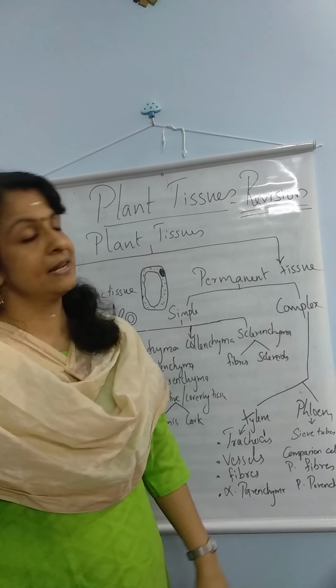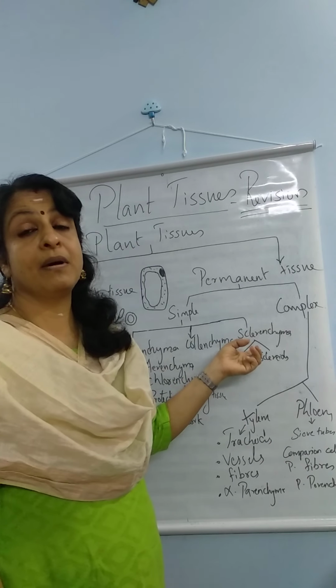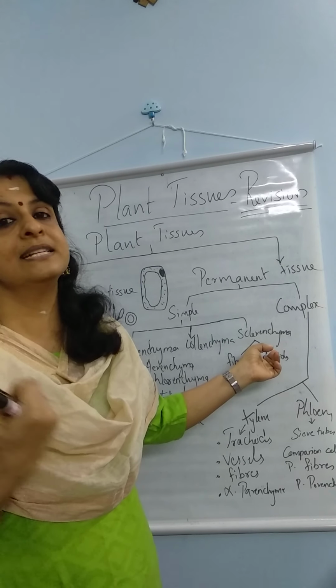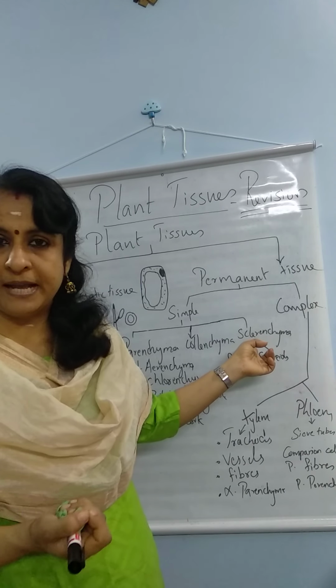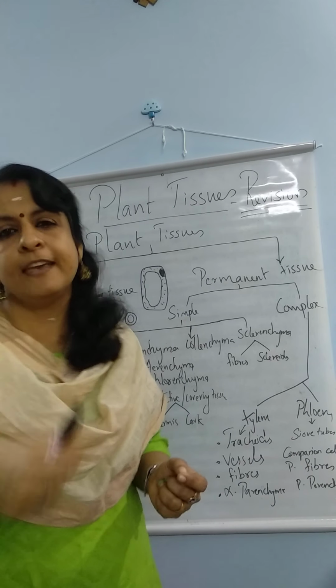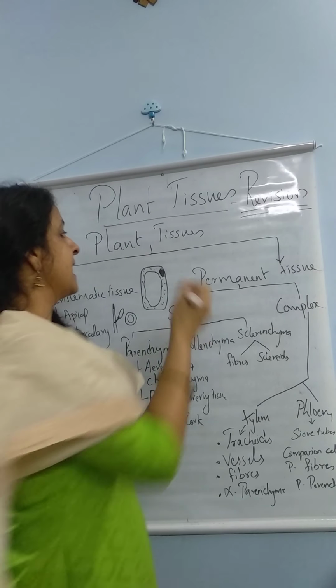Then comes the next simple permanent tissue, that is sclerenchyma. Sclerenchyma is composed of dead cells. Why do we call it a dead cell? It is without any cytoplasm and nucleus. The cell wall becomes highly thickened, and inside the cell there is just a cavity. We call it lumen.